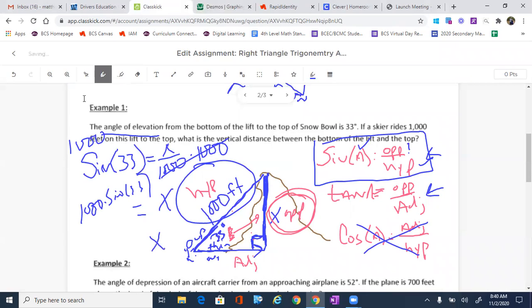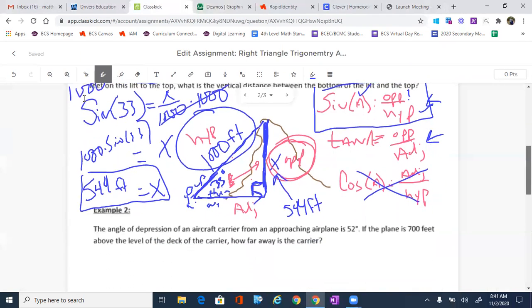So x equals 544 feet. That also tells us that that is the height of this mountain from the left. Okay? From the left. That's not the actual height of the mountain, just from where the left is at.